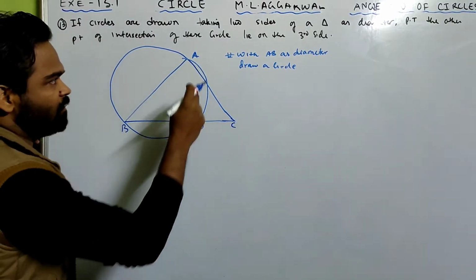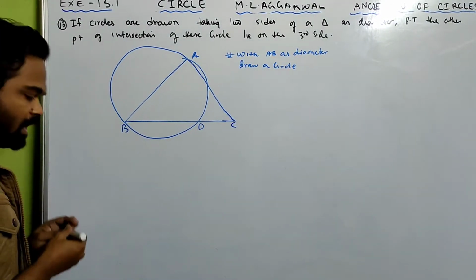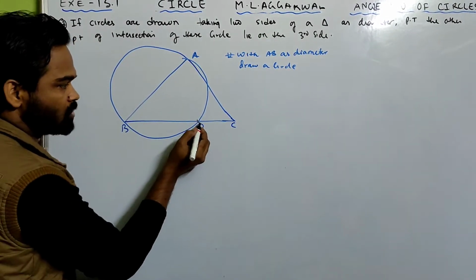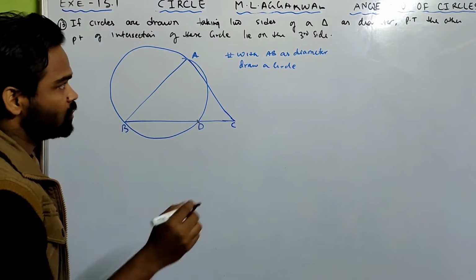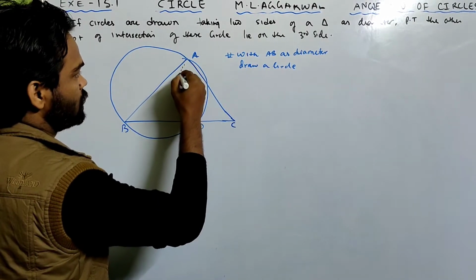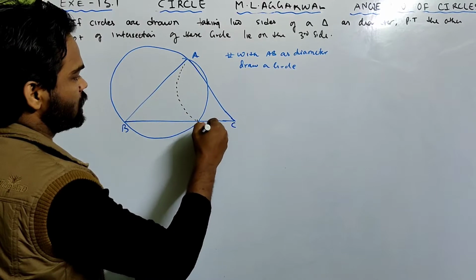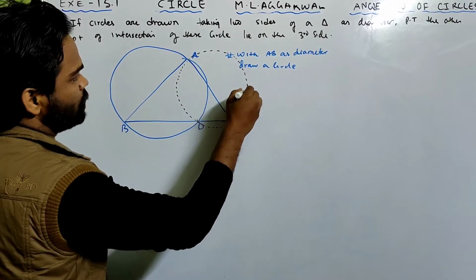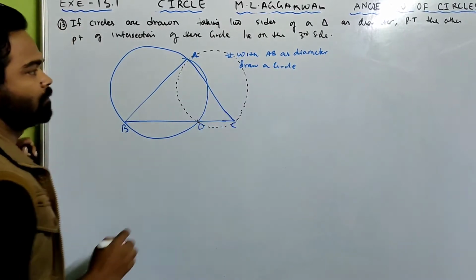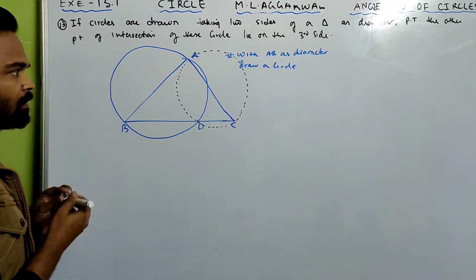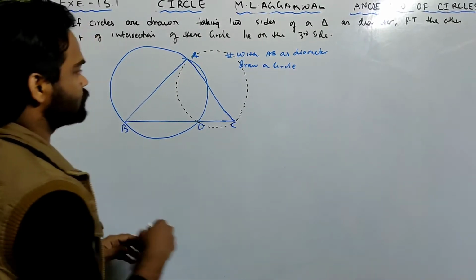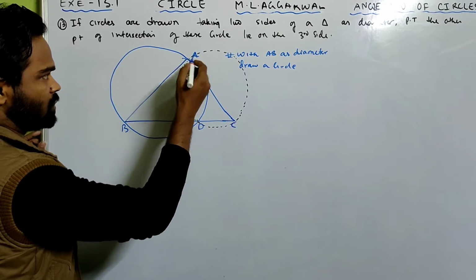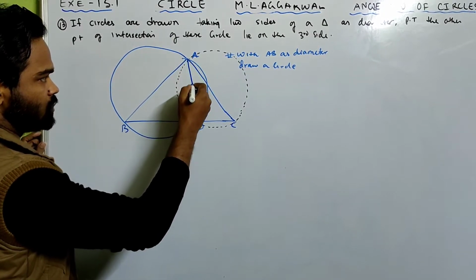We need to prove that if we draw a circle with AC as the diameter, then it should pass through D. Clear? Question is clear? Very easy. Look over here. For the first circle with AB as the diameter, forget about the second circle. I'll join AD.